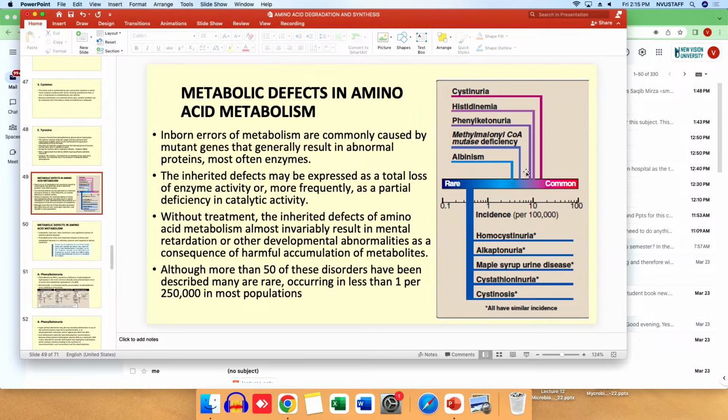Methylmalonyl-CoA mutase deficiency is average, not that rare, not that common. On average, you will find it. Albinism is slightly rare compared to the other metabolic errors, and homocystinuria, alkaptonuria, maple syrup urine disease, cystinuria, and cystinosis are rare conditions, cystinosis being the rarest, so we won't focus on that. But whatever is more common, we have to know. Especially we have to know homocystinuria, alkaptonuria, maple syrup urine disease, phenylketonuria, and albinism. We'll cover those step by step.